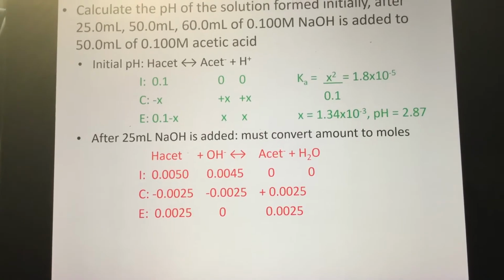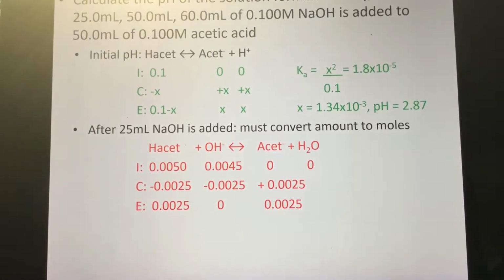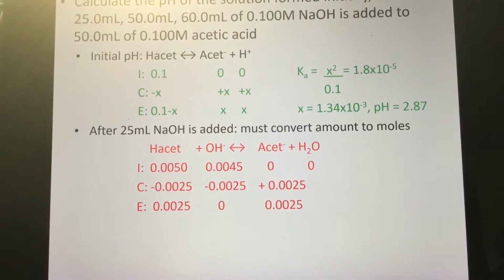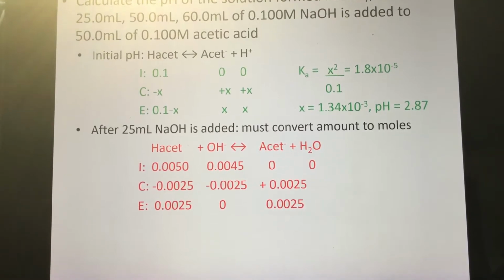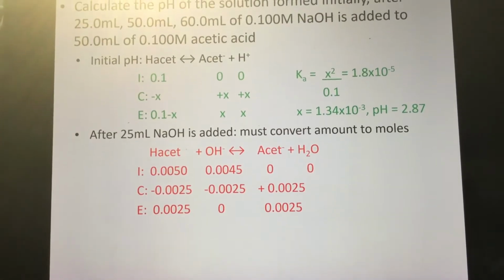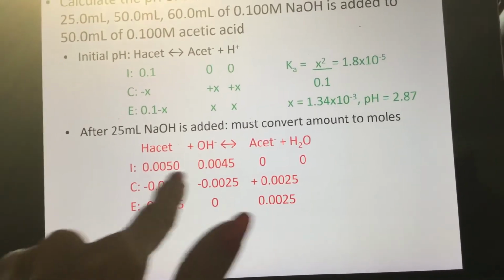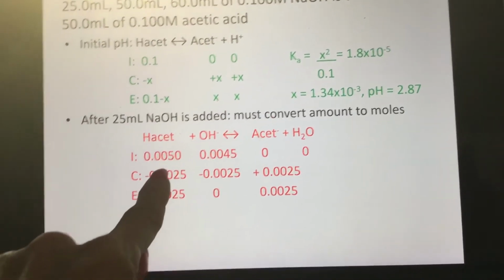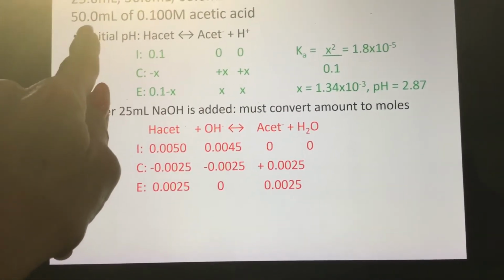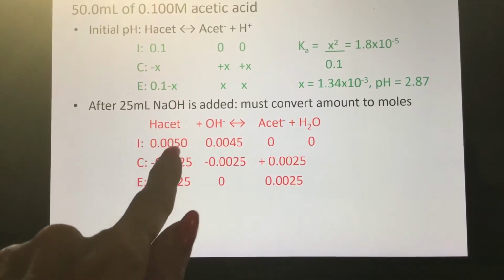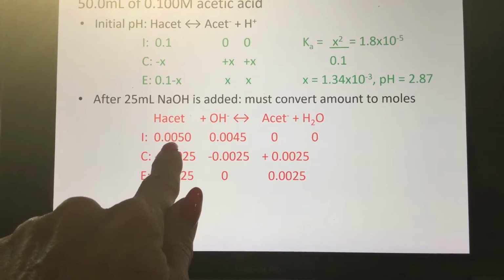Again, starting with our initial amount of acetic acid, all I did is take the 0.1 molar acetic acid and multiply that by 0.05 liters to get 0.005. These are all moles. I didn't include the units, but this is moles. So that's the 0.1 molar times the 0.05 liters, and that gave us 0.005 moles of the acid in the flask.